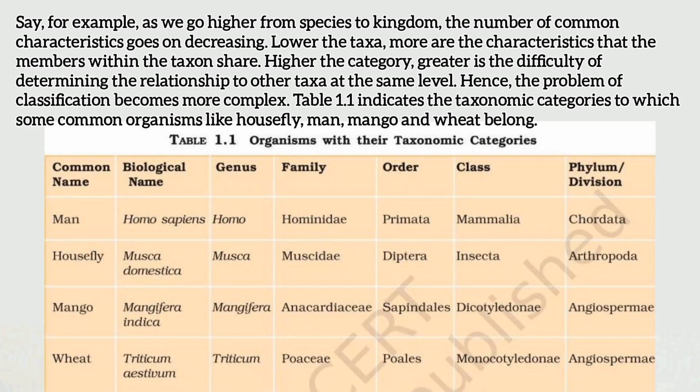Say, for example, as we go higher from species to kingdom, the number of common characteristics goes on decreasing. Lower the taxa, more are the characteristics that the members within the taxon share. Higher the category, greater is the difficulty of determining the relationship to other taxa at the same level. Hence, the problem of classification becomes more complex. Table 1.1 indicates the taxonomic categories to which some common organisms like housefly, man, mango and wheat belong.